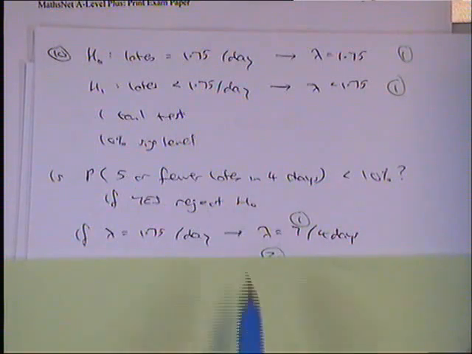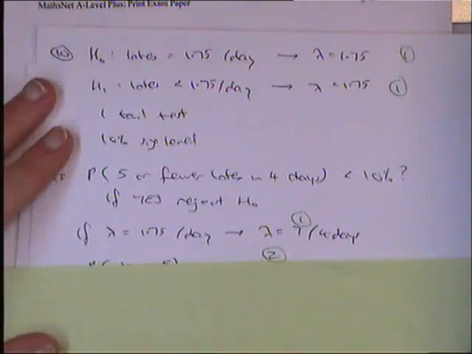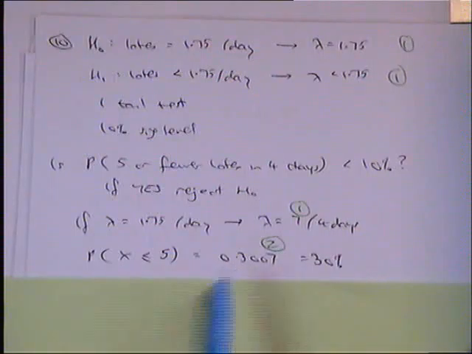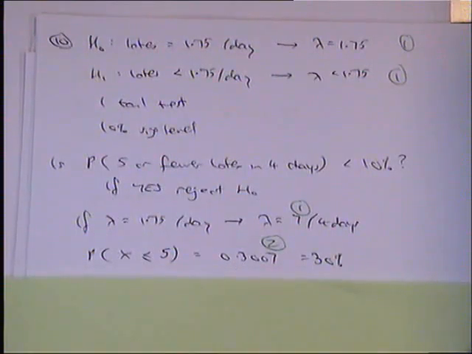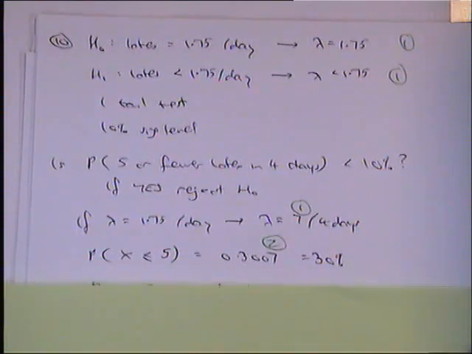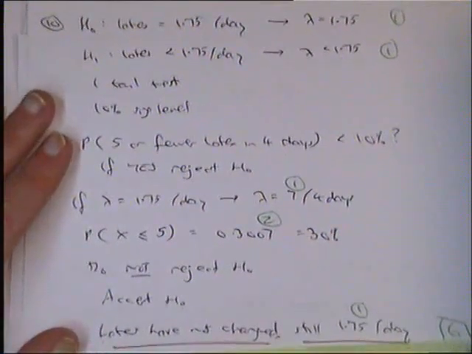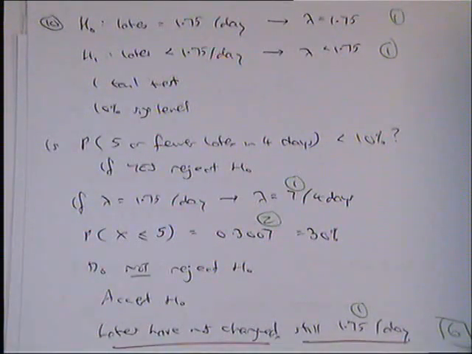I think it's sometimes worth writing that down before you get to the end, just so you can show that you know how you're going to interpret your conclusion. So, we work out the probability x is less than or equal to 5, and you can just get that straight from the tables. That's 30%. So that is not less than 10%, so we do not reject H0, we accept H0. So we accept that the lates have not changed, they are still 1.75 a day.